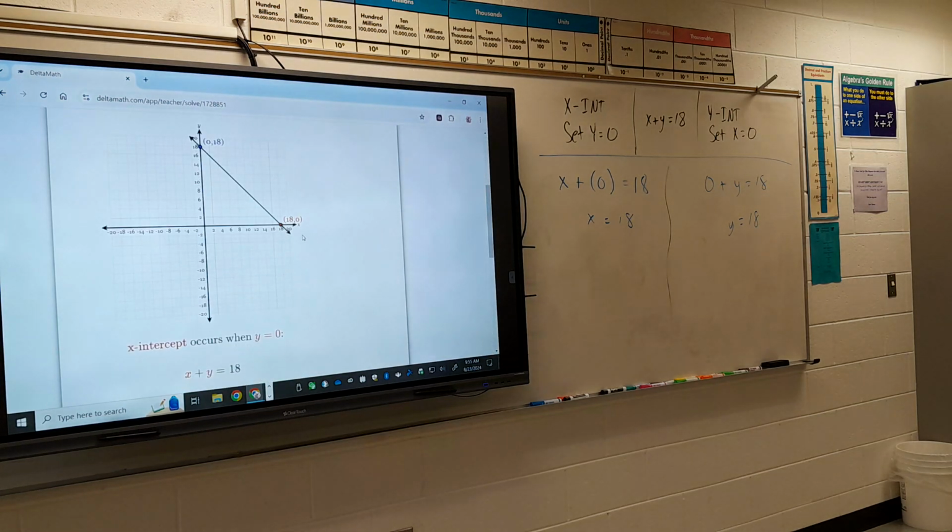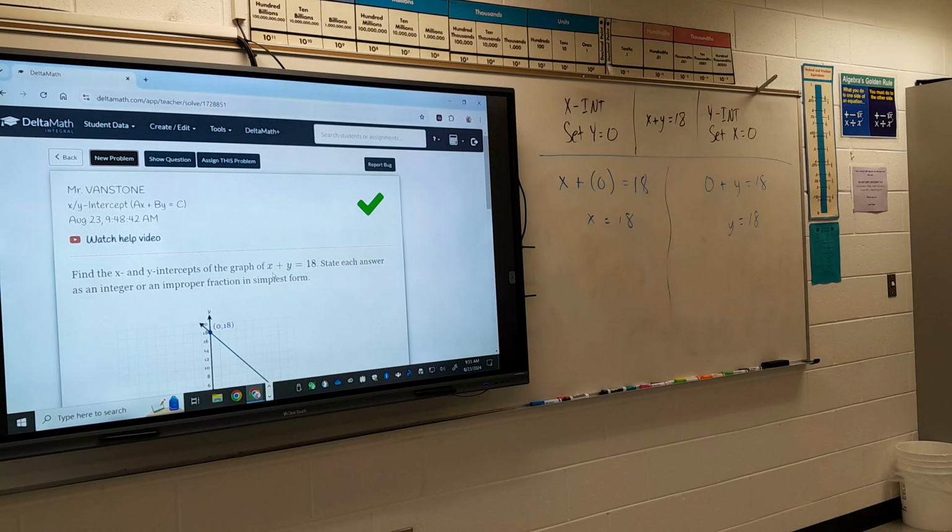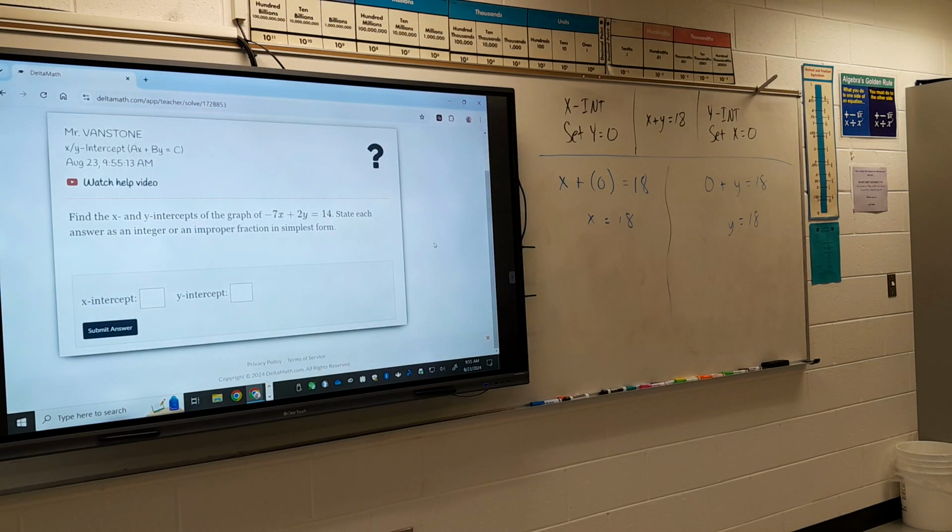So those are the 2 points. That's why we got 18s for both. It was just a super easy one. All right. Okay, for example, this one is a little bit different. It's going to require a little bit of work.